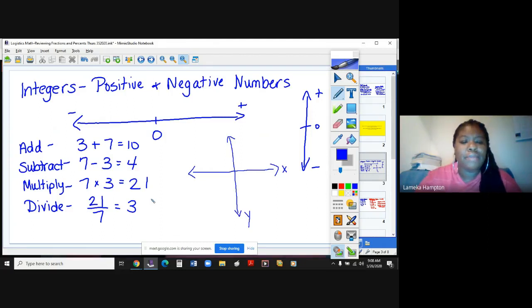We know 7 times 3 is 21, and 21 divided by 7 is 3. Those are all basic math skills that we learned in elementary school. Okay, so again, I'm not here to make anyone feel bad. I just want to encourage you.